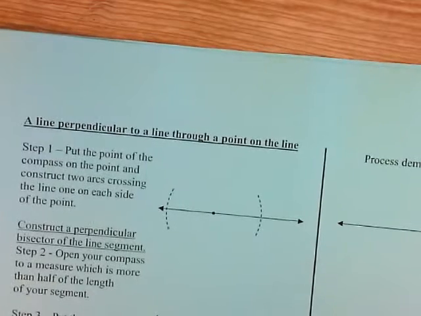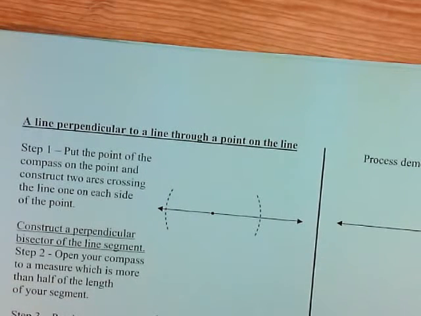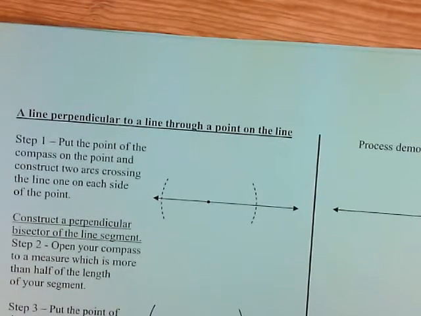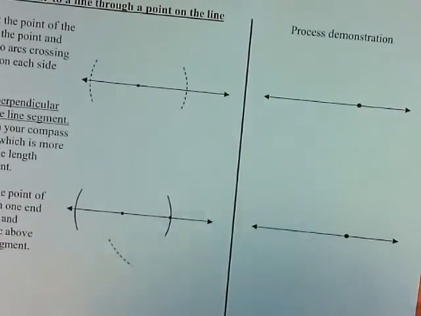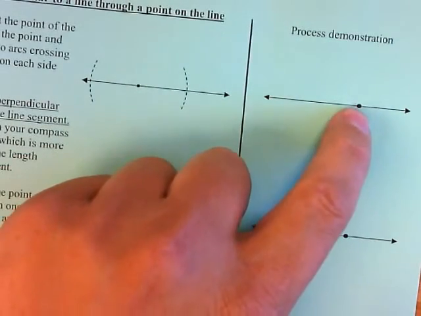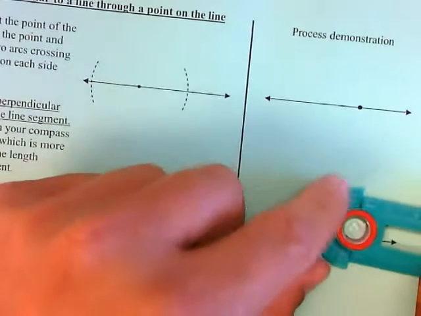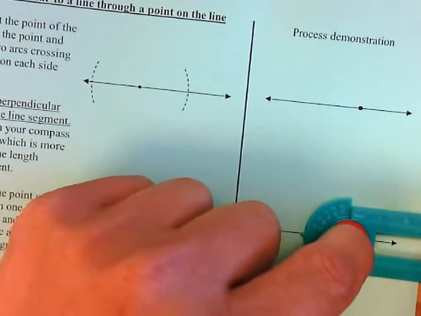All right, a line perpendicular to a line through a point on the line. So we're going to try to draw a line that goes perpendicularly through this point. All right, this one, step one is to find two points that are the same distance away from the point that I'm trying to go through.